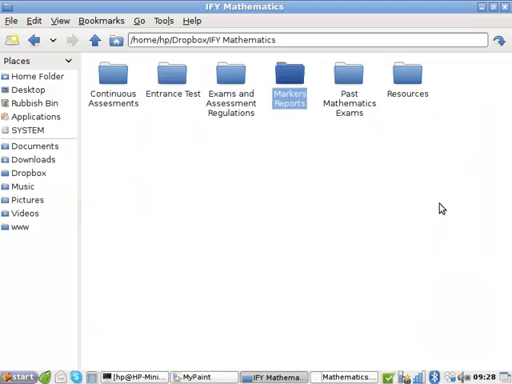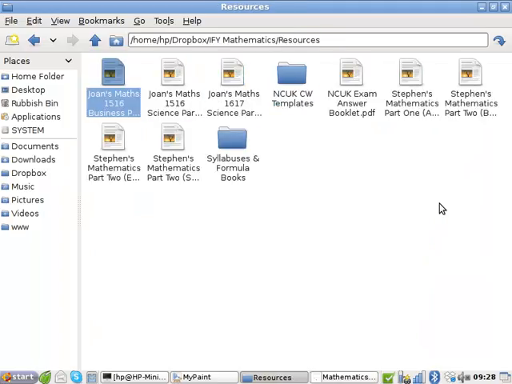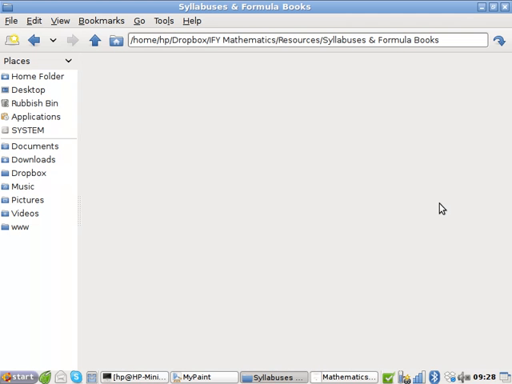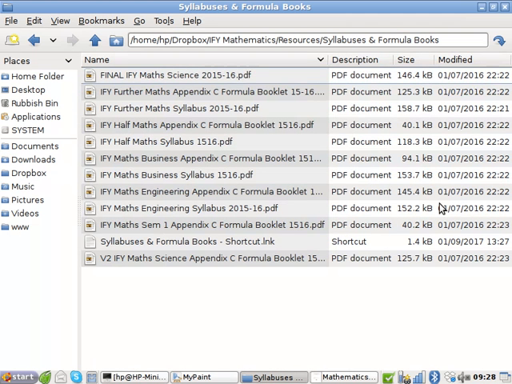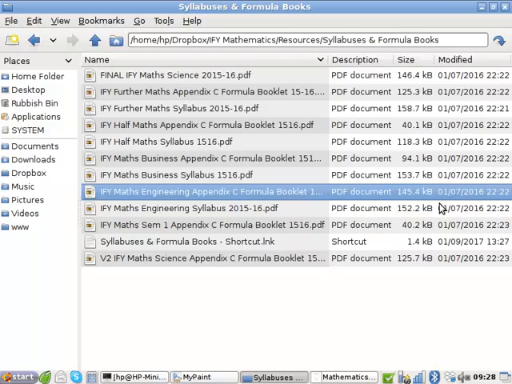Let me see, what do I want here? Resources, syllabus and formula books. And I'm looking for the engineering formula book. Here we go. I'll explain how to read these tables here.